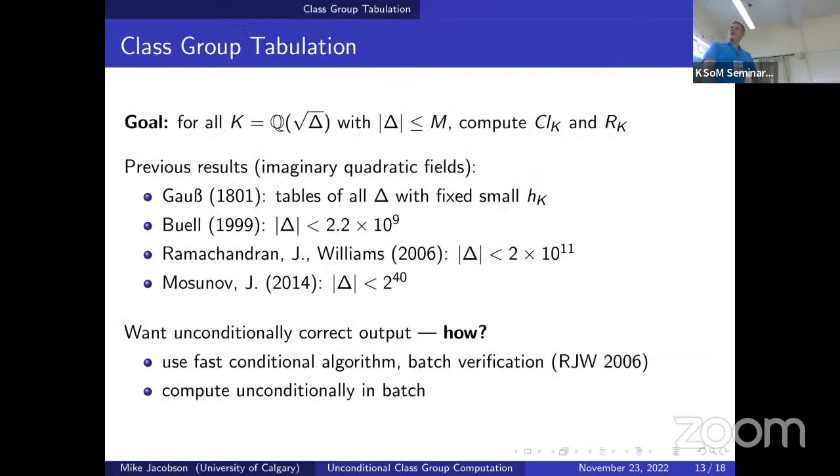And so now the other thing was the tabulation of class groups. So certifying an individual class group, I don't know what to do better than square root of the delta complexity. But the problem of trying to compute a whole bunch of class groups, say for fields of bounded discriminant, we can do some really neat things. Get some nice groups, even in the unconditional sense.